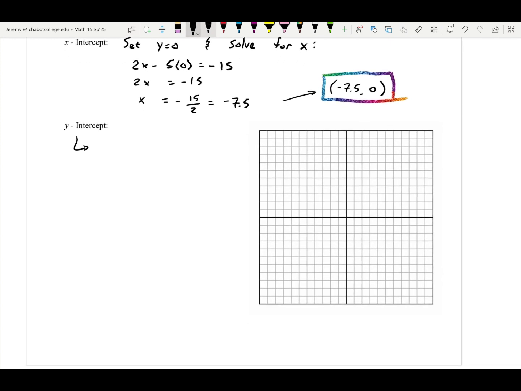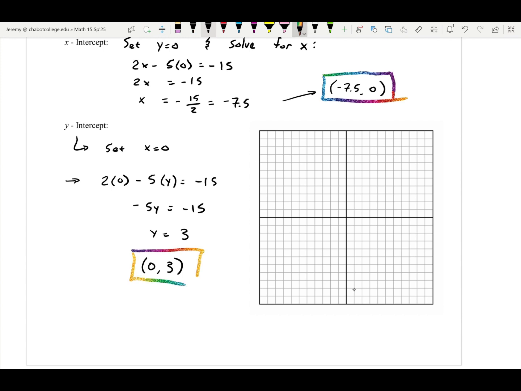For the y-intercept now, we're going to set x equal to 0 and solve for y. So 2 times 0 minus 5 times y is equal to negative 15. So I just have negative 5y is equal to negative 15. Divide both sides by negative 5. I get y equals 3. So I have a y-intercept at 0, 3. The x-coordinate is 0, the y-coordinate is 3.